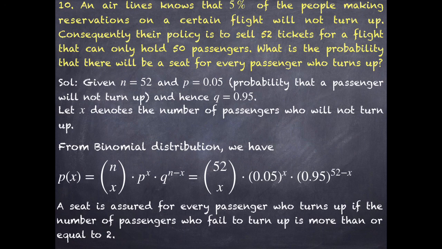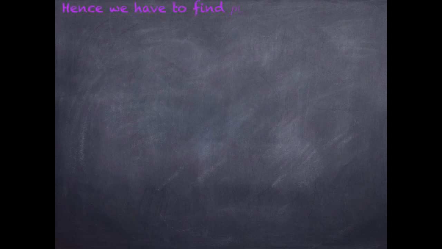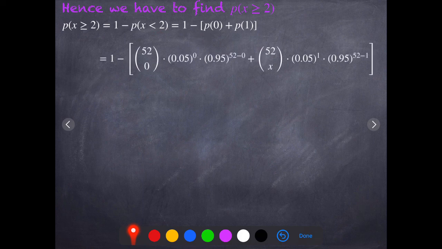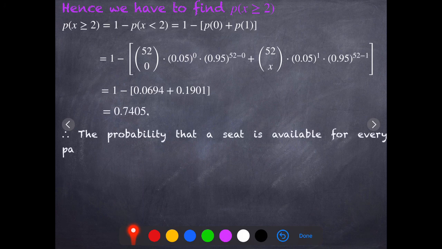Maximum I can accommodate is 50. So if 49 are coming I can accommodate, 48 also, 47 also. That means P(X greater than or equal to 2) I need to find. I will go in reverse order, since going from 2 to 50 is not practical. So 1 minus P(X less than 2), since here the greater than or equal symbol is there, I will go with less than; equals I won't consider, that is P(0) plus P(1). Substitute the values of 0 and 1 in equation number 1 and simplify, we arrive at 0.705. So the probability that a seat is available for every passenger is about 74%.